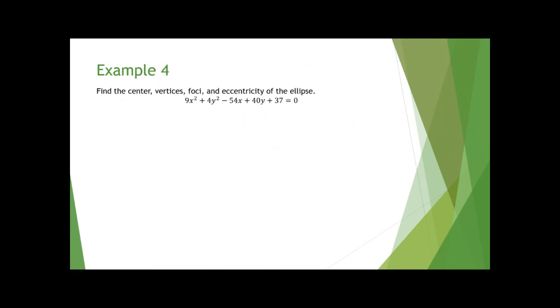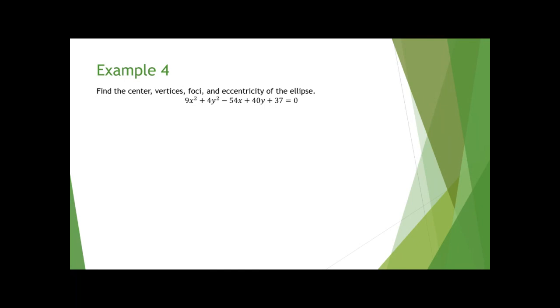Okay, so now example 4. This one is going to be longer. I actually have 2 slides for this one because I know it's going to take a lot of steps. Find the center, vertices, foci, and eccentricity of the ellipse. They're giving us the equation of the ellipse, but it's not in our standard form. This is completely multiplied out.